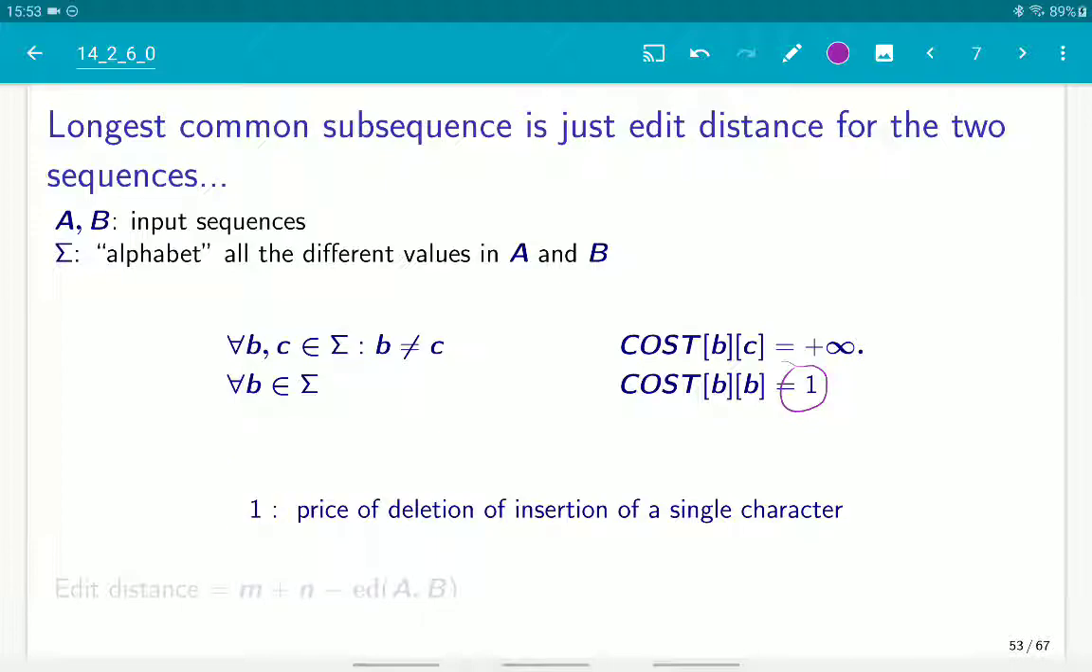Okay, so what happens? The worst thing you can do, of course, is to first have the first sequence and then have the second sequence, if you think about it as an alignment, right? So this would have cost m plus n. So the maximum edit distance under this pricing model is m plus n.